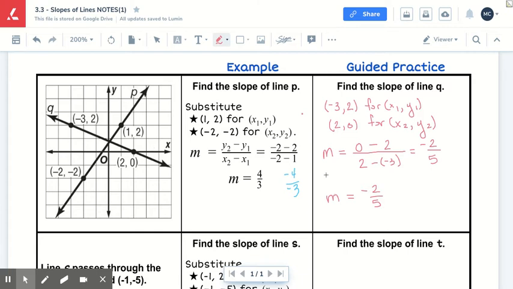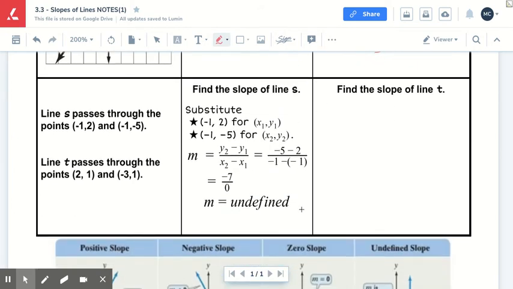All right, now we're going to do another example here. This time, they're not going to give me a picture to work with. They're just going to tell me a couple of points that are on the lines. So for our first one here, it says line S passes through the points (-1, 2) and (-1, -5). So we're going to substitute in (-1, 2) for x1, y1, and (-1, -5) for x2, y2. And again, those are interchangeable. You can put them in either order you want to, as long as you stick with it.